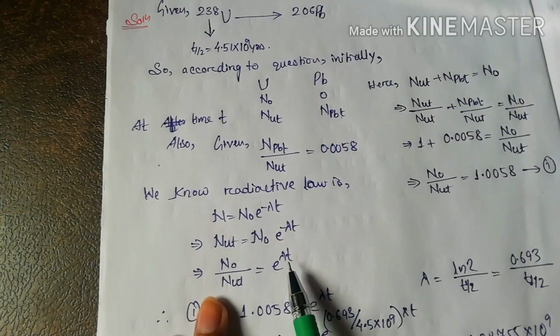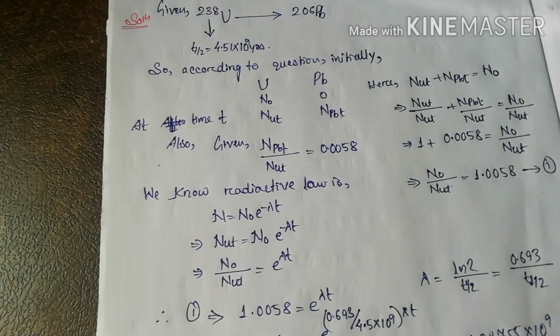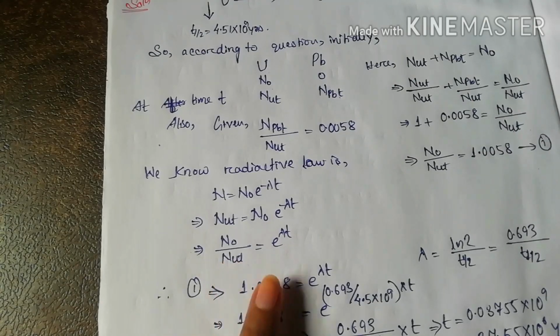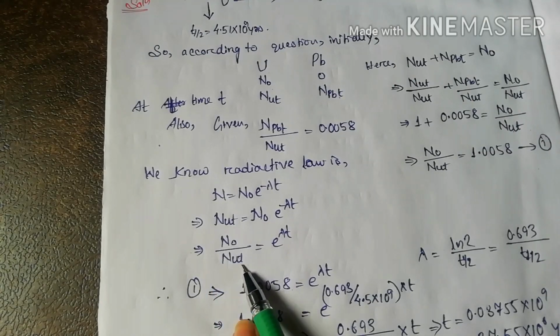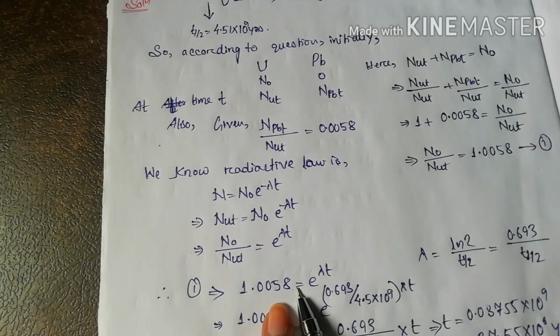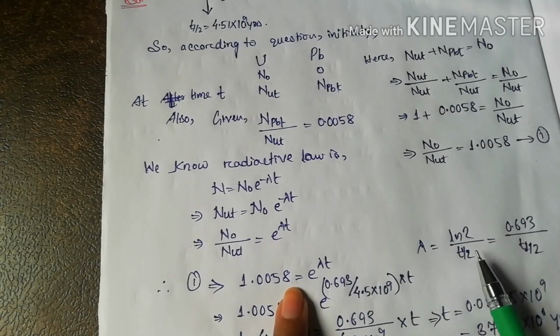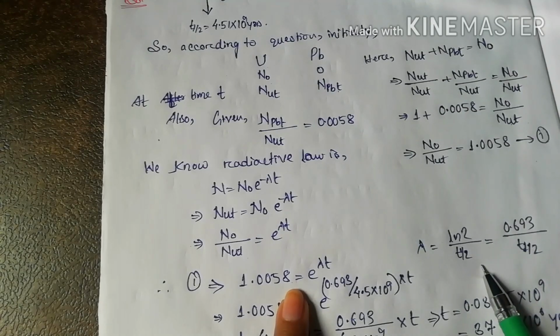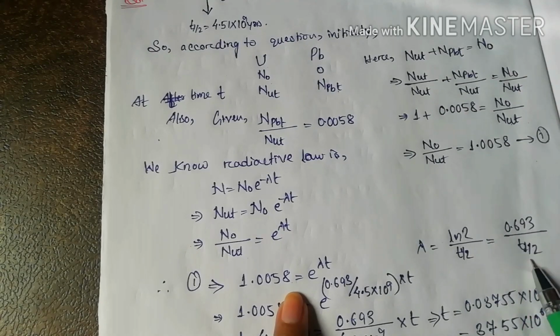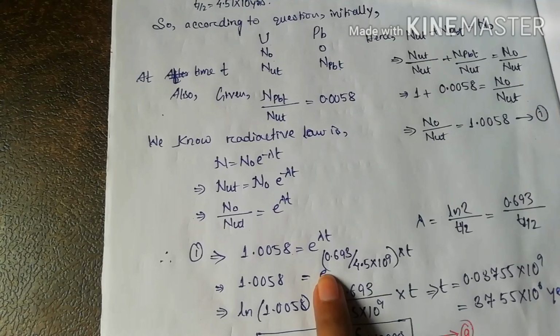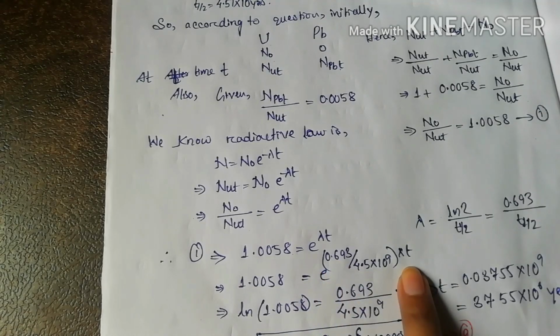It is equal to e to the power lambda t from this particular equation. Now when we put the value of this term here, 1.0058 is equal to e to the power lambda t, and we all know lambda is equal to what? Log 2 by t half, which is equal to 0.693 by t half. So this is what we have substituted here. T is as it is here.